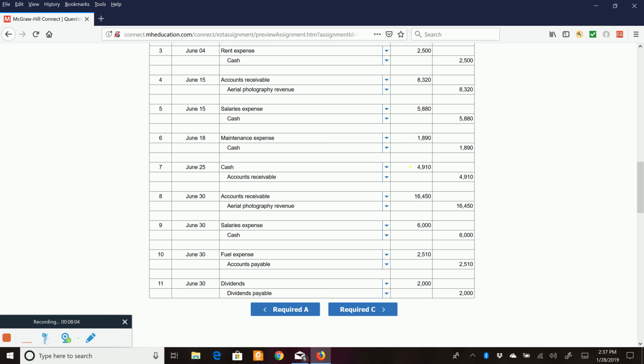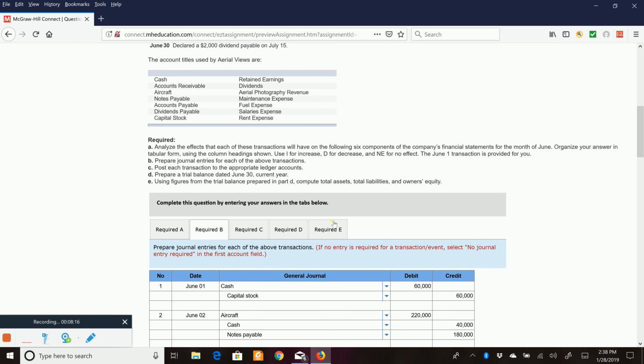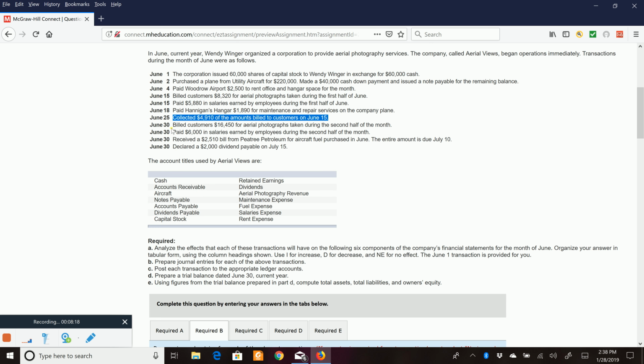So we will increase the cash account with a debit, and the receivable account is going to decrease with a credit. Remember, these are both assets. All we're doing is swapping one asset for another. All right, and the rest of them are year-end, or I should say month-end journal entries.